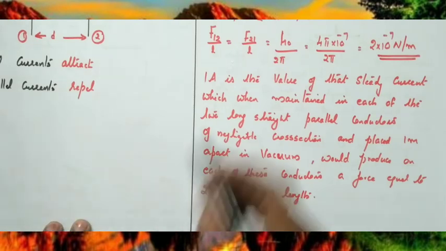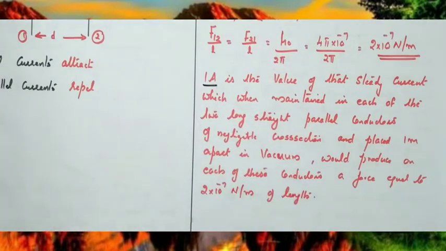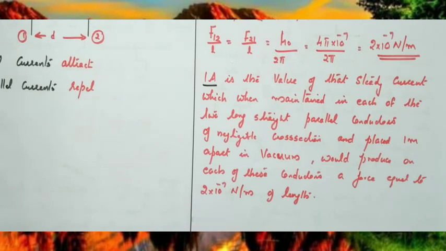We know 1 ampere is a fundamental unit. In SI there are 7 fundamental units and 1 unit is ampere, and the definition of ampere is derived from this important formula. So that is the physical significance of this formula. That means the force between two conductors.